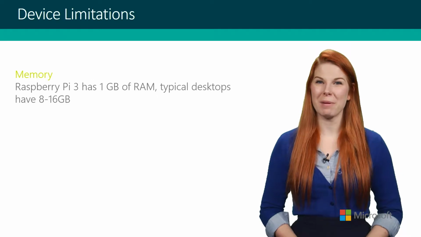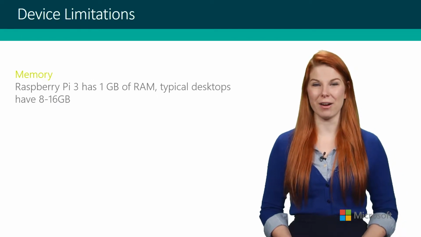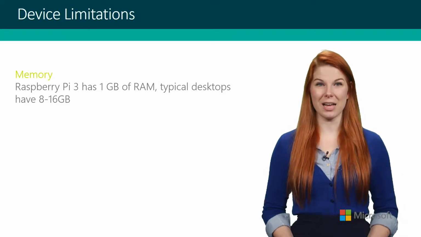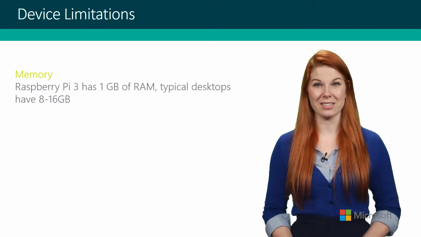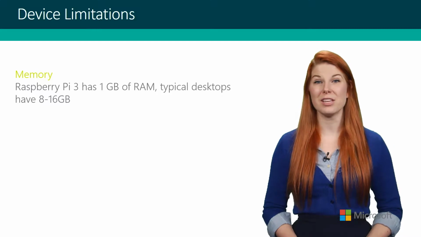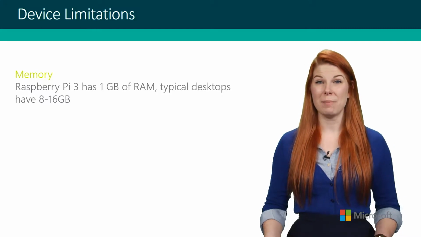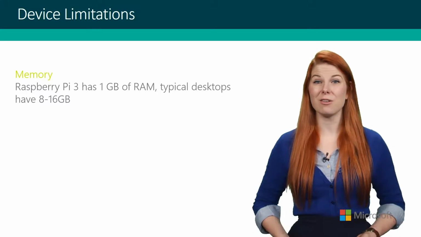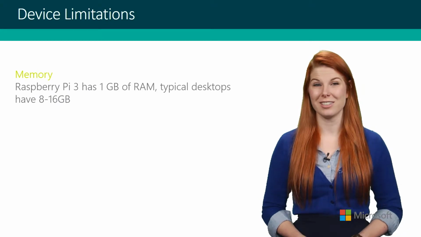For example, the Raspberry Pi 3 only has 1 gig of RAM, whereas traditional desktops have generally 8 to 16 gigs. This doesn't just mean that you can't save things for later, but it also means you can only give it so big a problem to solve because it can only accept so many instructions.